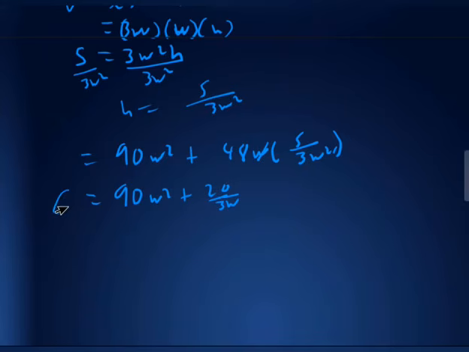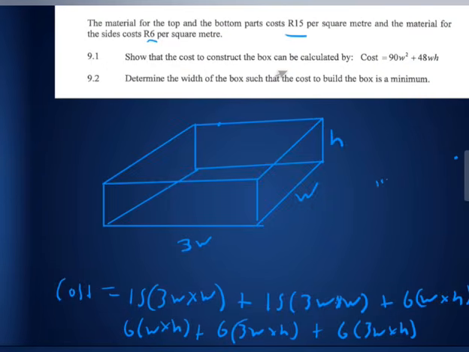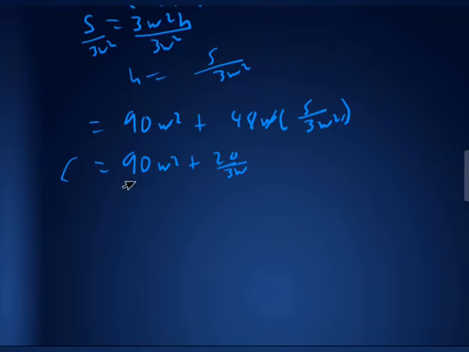So that's the cost. But now they ask for the cost to be minimum, right? I'm sure they asked for that. Yeah, the cost to build the box must be minimum. So let's see what we can do. Before we derive it, we have to make sure it's in a differentiable form. So that's the cost. Let's make it into a differentiable form first before deriving it.